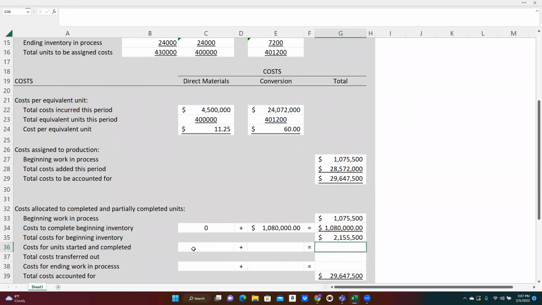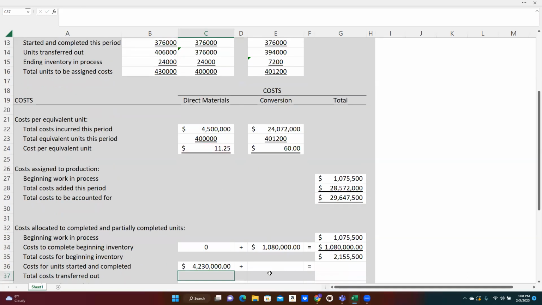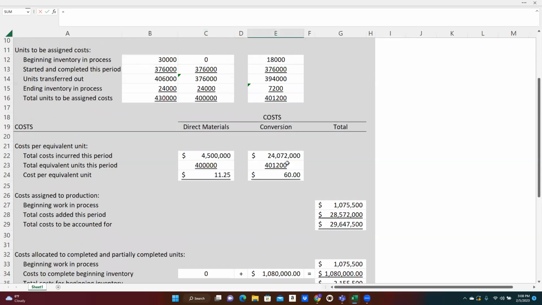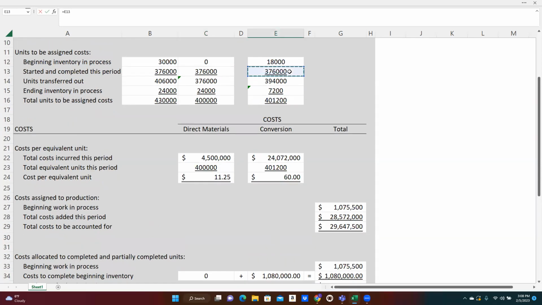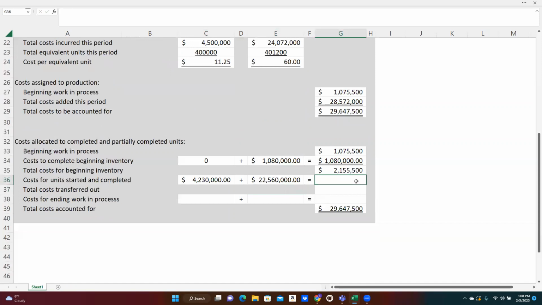Now, cost for units started and completed. How many units did we start and complete? 376,000. We added 376,000 units of direct materials at $11.25 each, and we added 376,000 units of conversion costs at $60 each. So again, you'll notice that what I'm doing is pulling in the units from the first step, the first part of the template, and then the cost per unit from the second part.